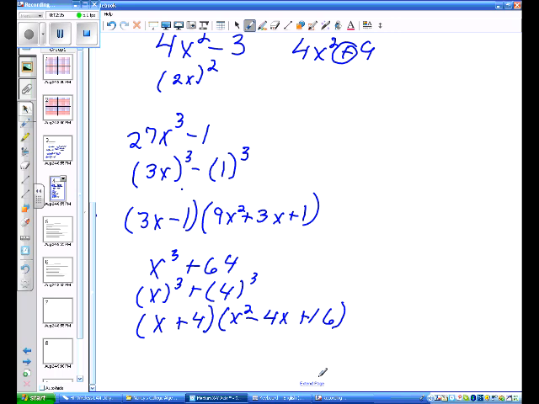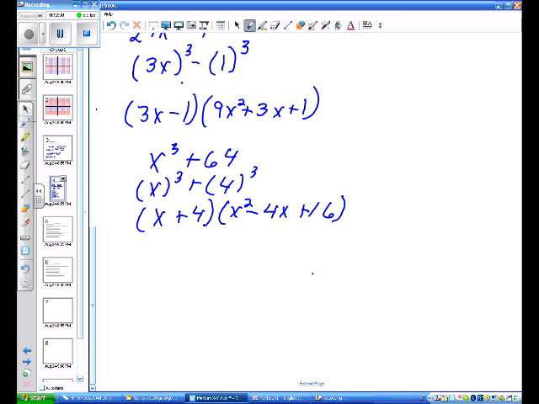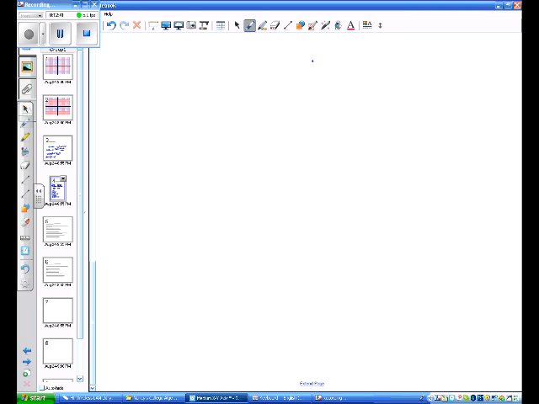And let's look at just one more. Let's look at 8x cubed plus 125. There's no common factor, but there's two terms, and it's cubed, so I'm going to see if I can write it as the sum of cubes. So this would be 2x cubed plus, and 5 cubed is 125. Now, if you can't write it in the form of the sum of two cubes, then you can't factor it.